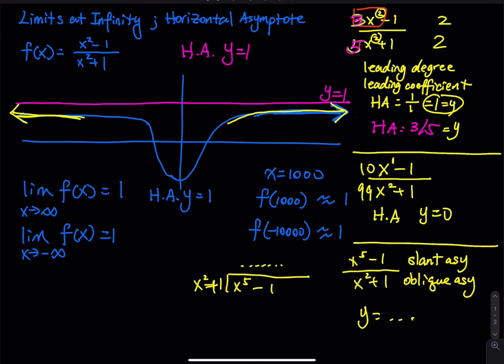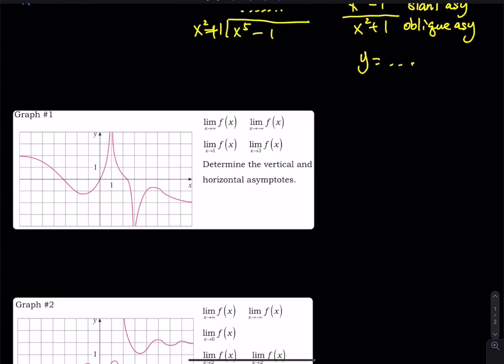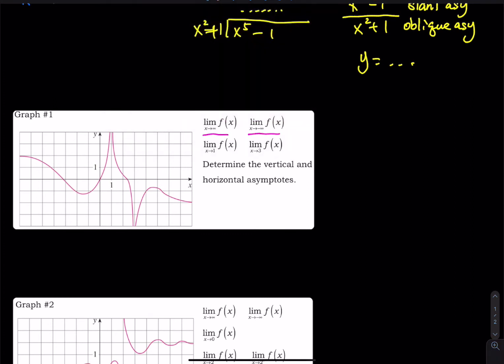So let's do a couple of examples really quick. As we scroll down, I have two graphs right there. What I want you to do is find the limit and then determine the vertical and horizontal asymptotes for me. So the first one, we have x approaches positive infinity and negative infinity. By the way, the horizontal asymptote affects the two ends only. I will talk about that after we go over the entire graph.